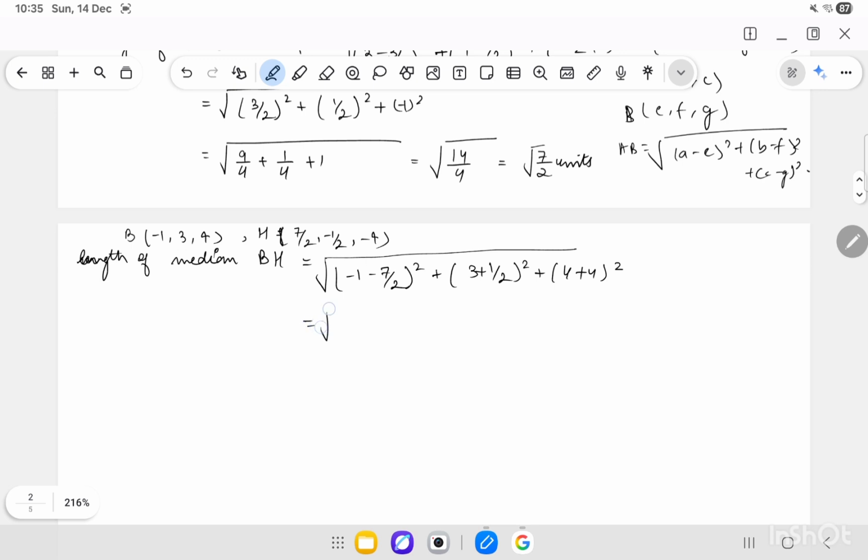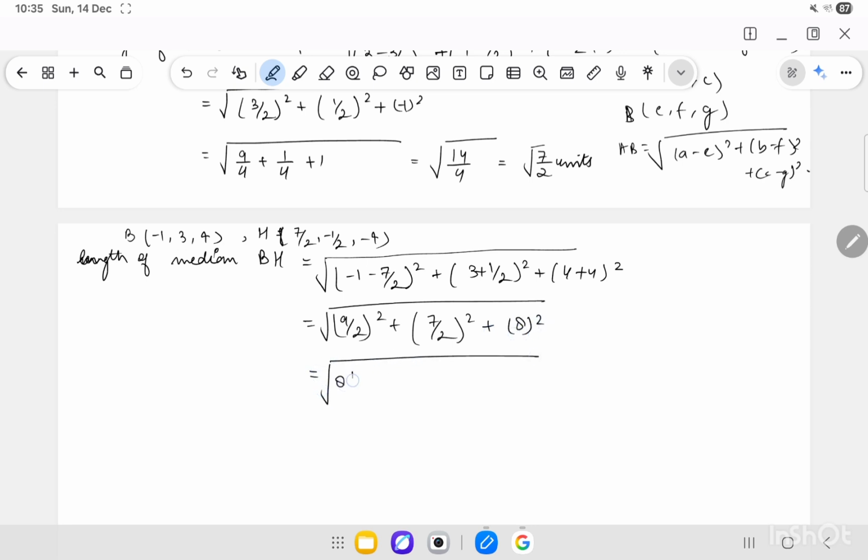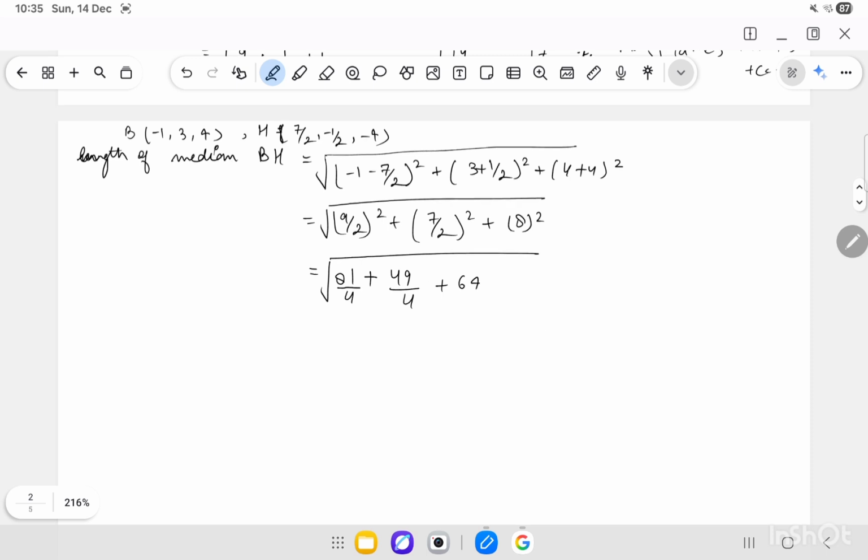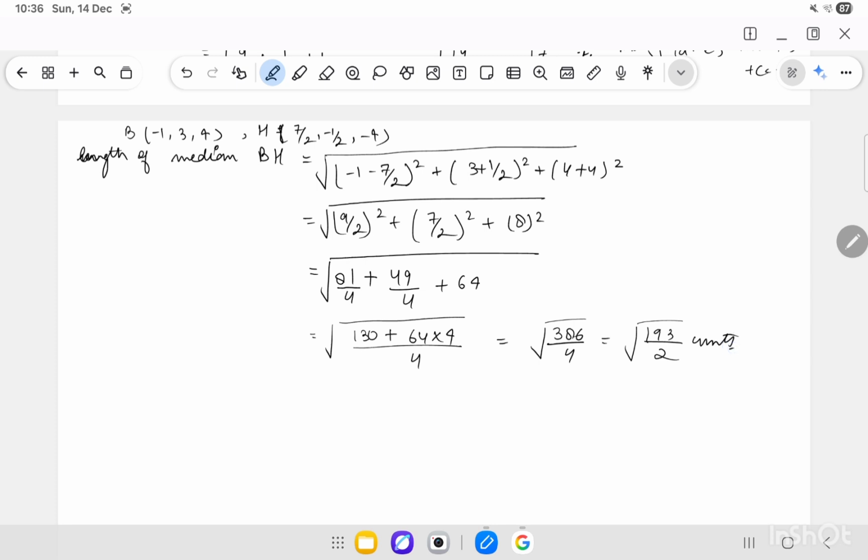That will be equal to square root of (9 by 2) square plus (7 by 2) square plus 8 square, which will be equal to square root of 81 by 4 plus 49 by 4 plus 64, which is equal to square root of (130 plus 64 times 4) by 4, which is equal to square root of 386 by 4. That is square root of 193 by 2 units.